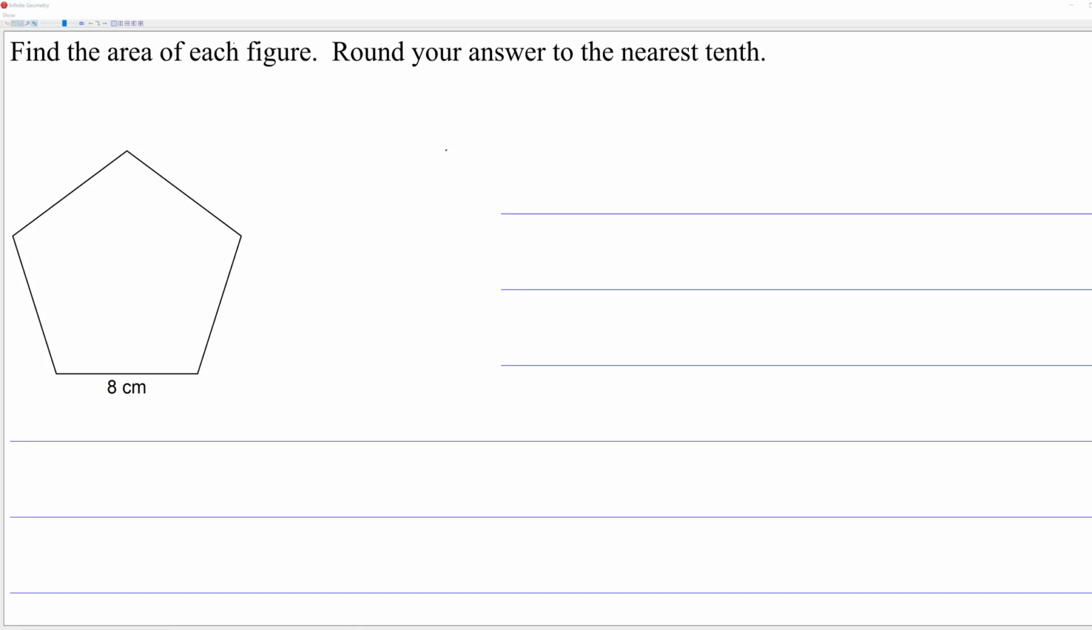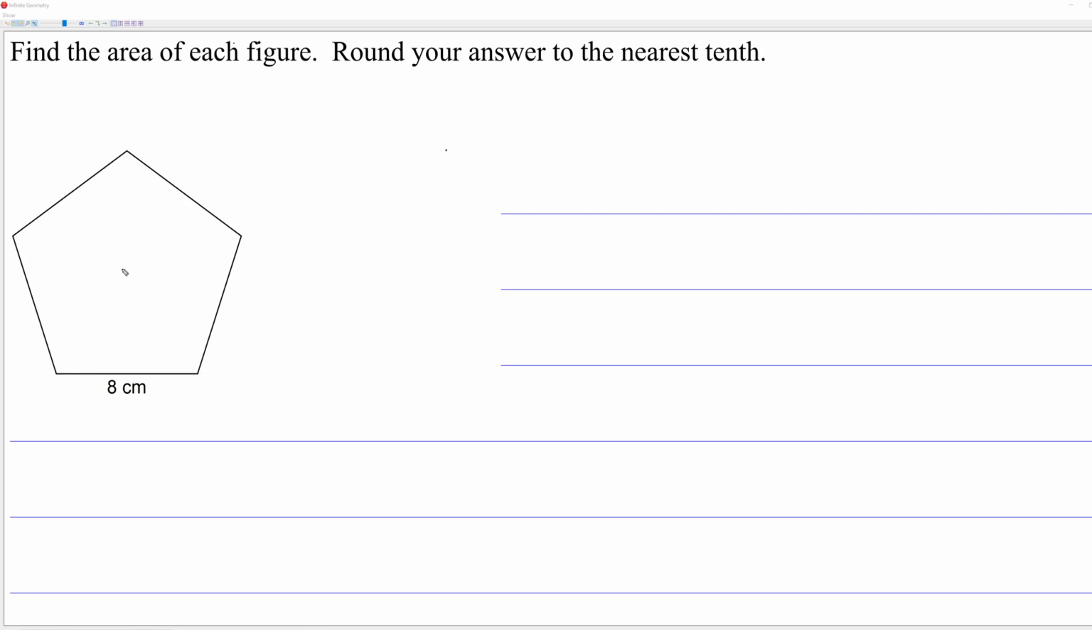This video is about how to find the area of a regular polygon. And the technique that we're going to use will work for any regular polygon. In this example, we're going to find the area of this pentagon. The trick for finding the area is pretty simple.